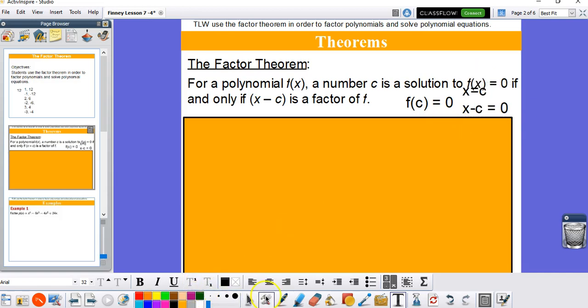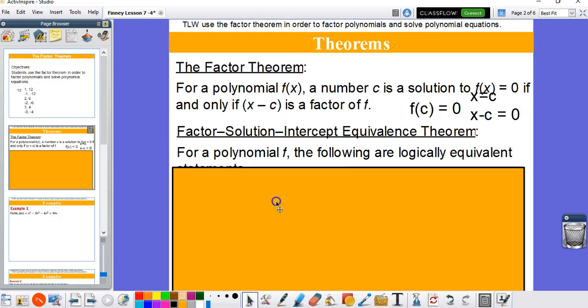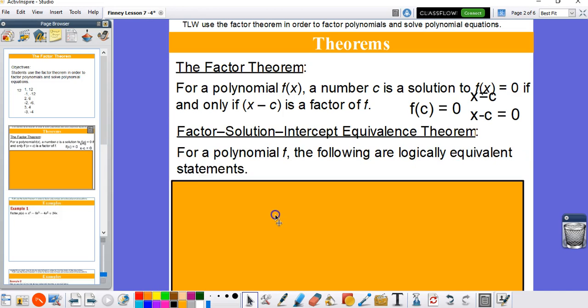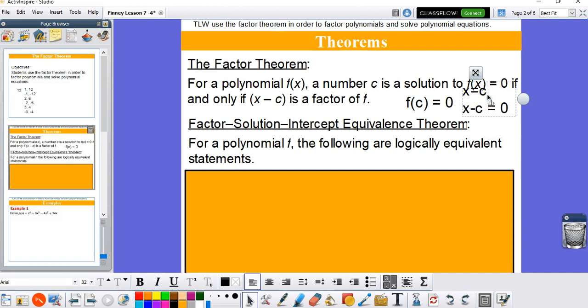So let's look at a couple of other things that are told to us by this simple statement. The first thing is the factor, solution, intercept equivalence theorem. All of these are the same thing. They all mean the same as if we have a factor here. So if x minus c is a factor, that means that f of c equals 0. That means that x equals c is a solution. And it means that x minus c equals 0 is a factor.